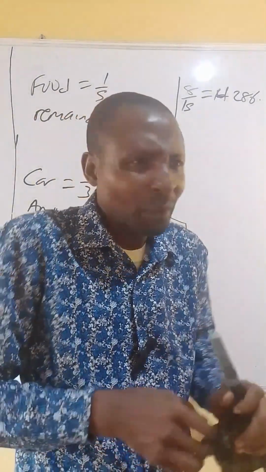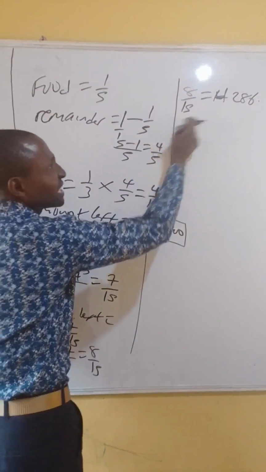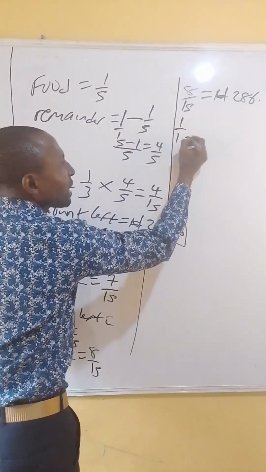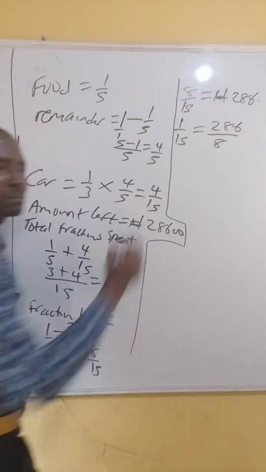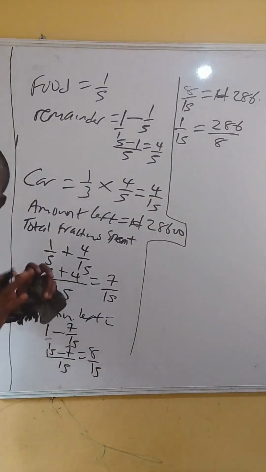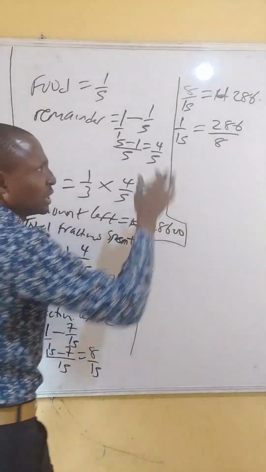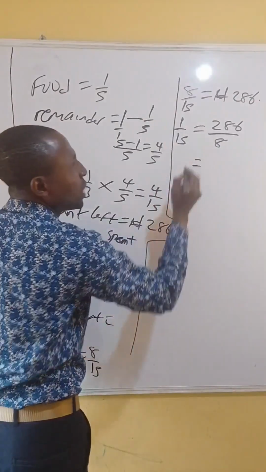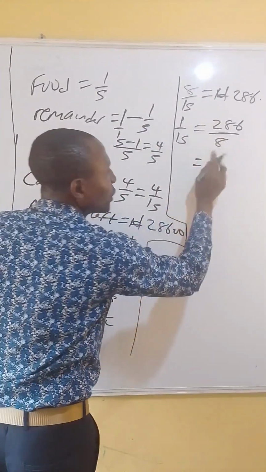But we don't need the total money. They said we should find the total money. So now, if 8/15 is this, find 1/15. What do we do? 286 divided by 8. You split it into 8 places. Now, you can divide. Remember, this is money. We always use 2 decimals. So you do 8 in 20. 8 cannot go in 2. Or you can do a long division.